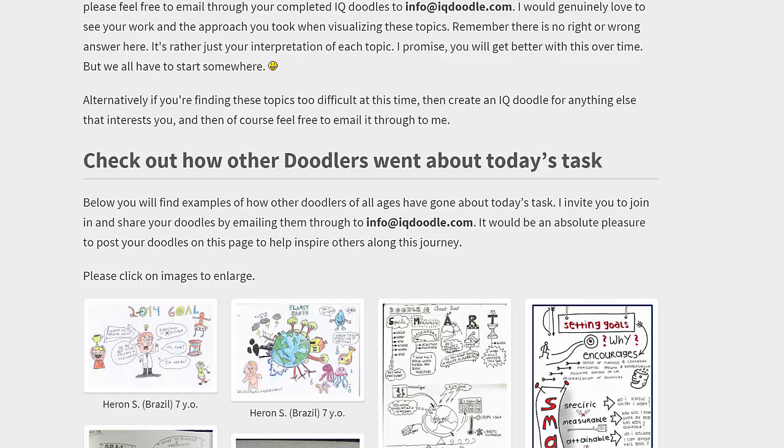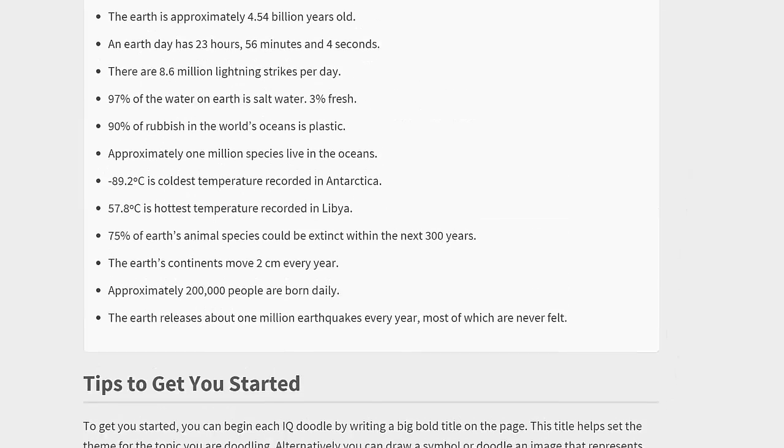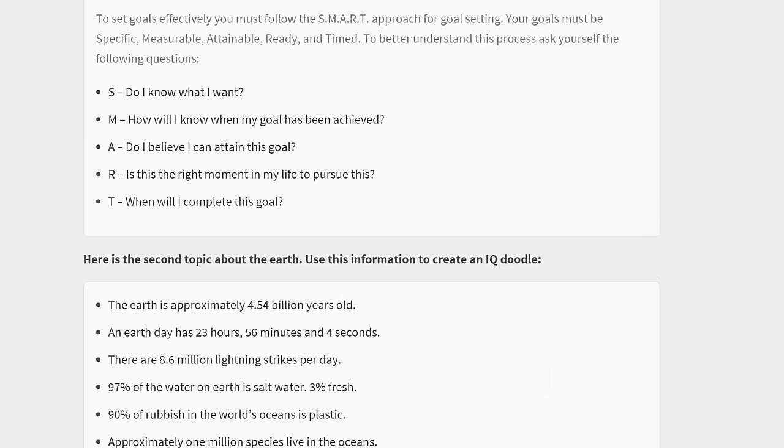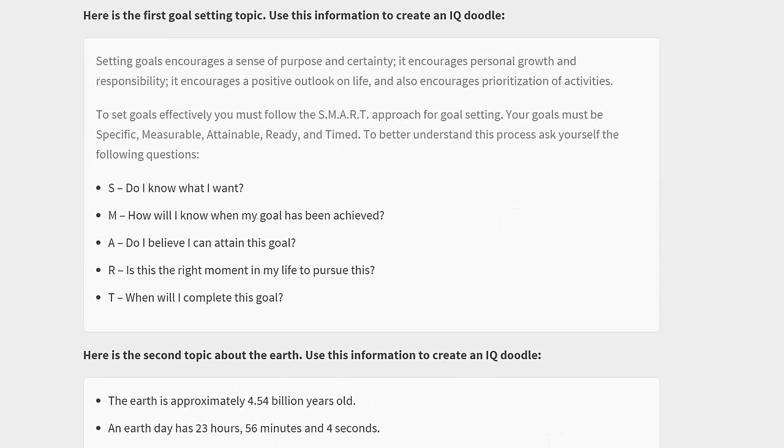So I challenge you to try this out, to test out your visual note-taking skills by trying to doodle at least one of these facts about the Earth or the goal-setting process. Choose one that feels most comfortable to you and submit your doodle and share it with others. I would love to share them on this page so that others can use them to inspire them to create their own visual notes.